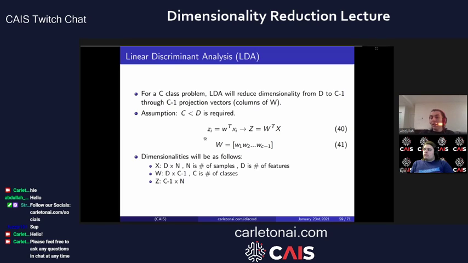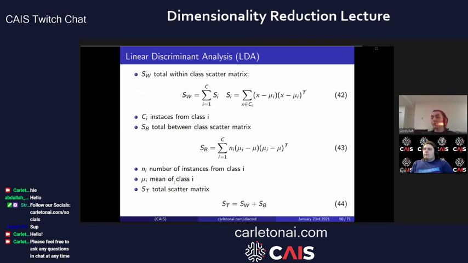So the input to the algorithm will be simply X, which is the data where we have N samples, D features, and this has C classes. And this is our transformation matrix. That's going to be D by C minus 1, where C is the number of classes, and Z has C minus 1 dimensionality and N many samples, right?